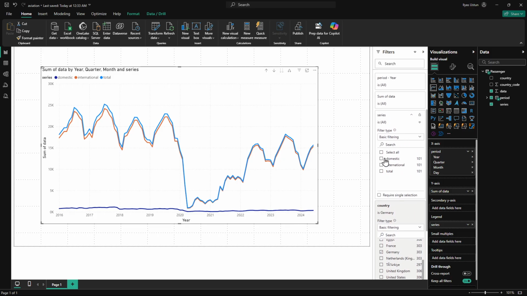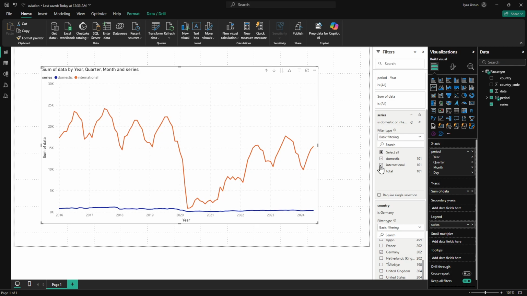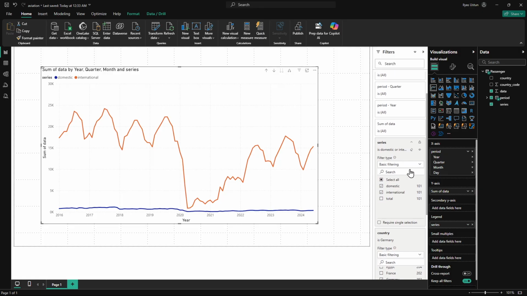So what I want to do is basically I don't want to see the total flights because it's a total of these two. I want to see only domestic and international. You see, this is very interesting. The international flights dominate domestic by a large value there. So right now the aggregation, if you pay attention to it, right?